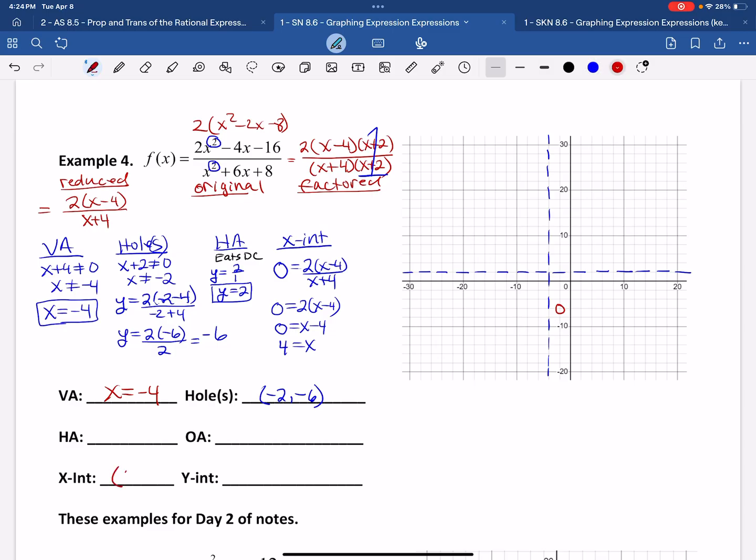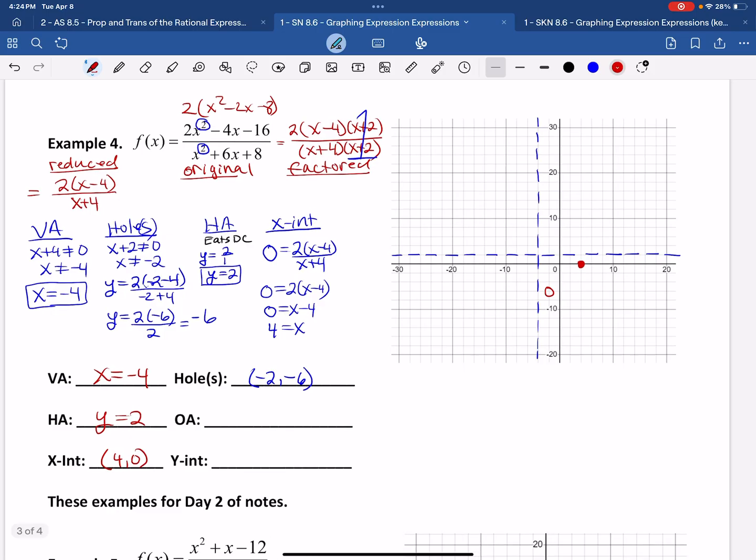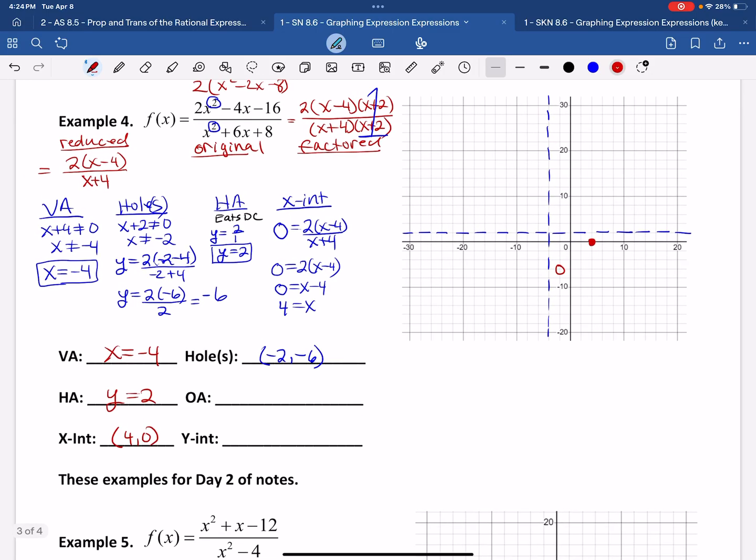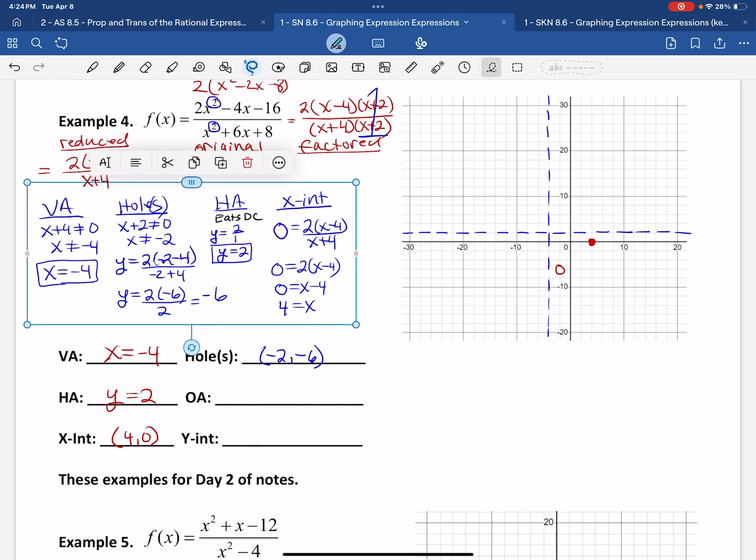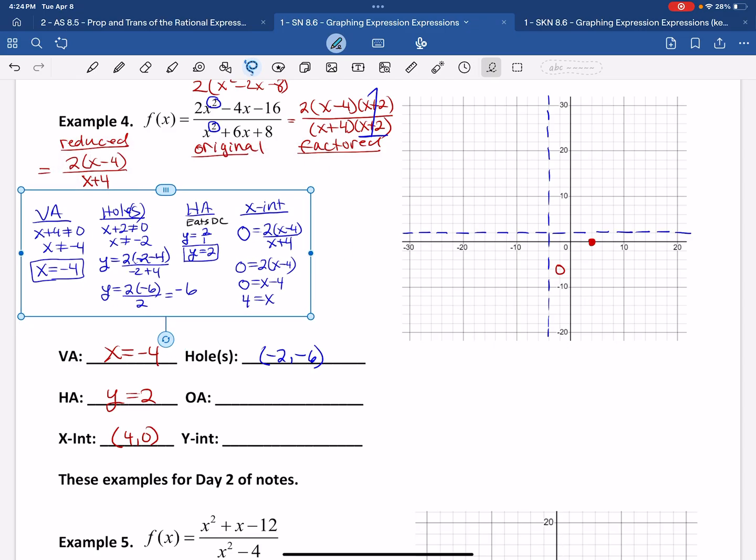My x-intercept is 4, 0. And I forgot to put my horizontal asymptote over here, which was y equals 2. All right, so 4, 0 on the x-axis, right there. Now we're going to go to y-intercept. I'm running out of room a little bit, so I'm going to shrink these down. I know that you might not be able to do that, but hopefully you've saved enough room. So let me shrink these down a little bit, and I'm going to come over here and do my y-intercept.